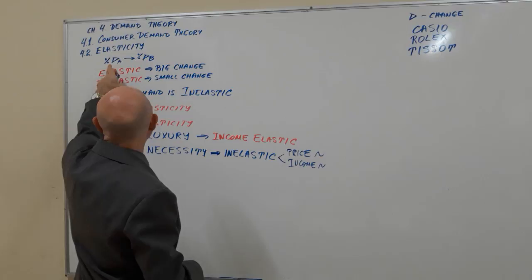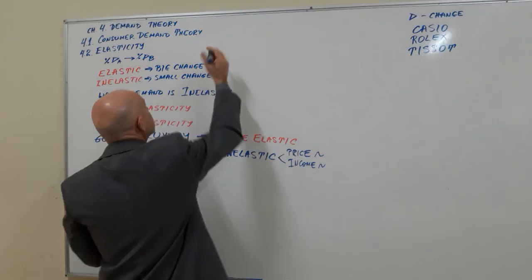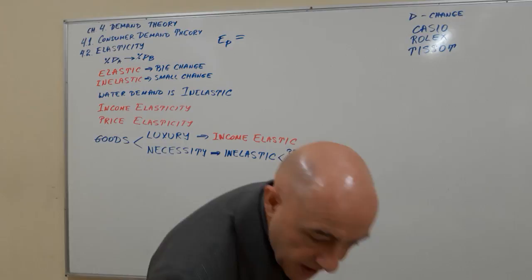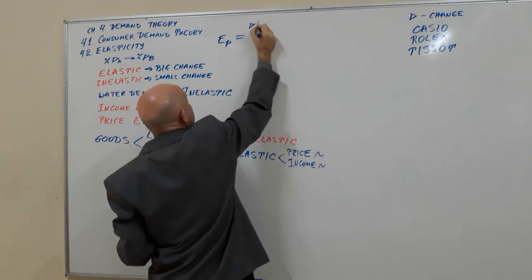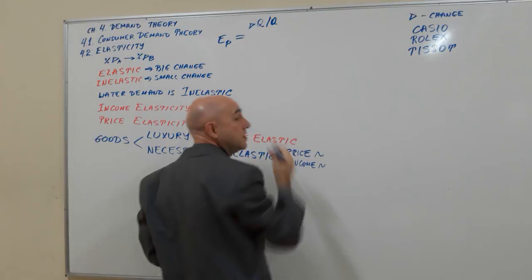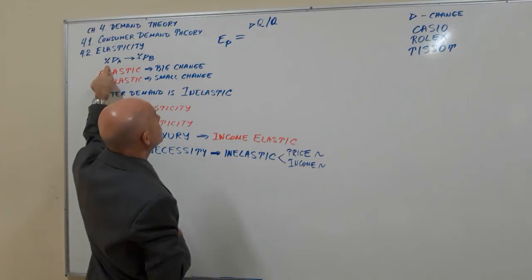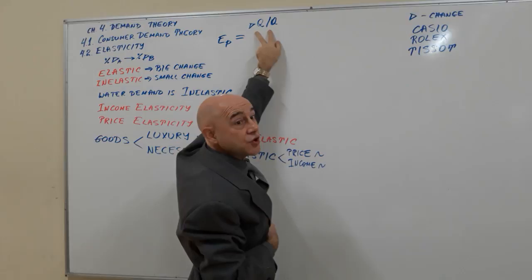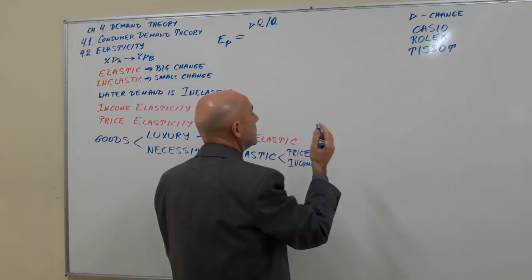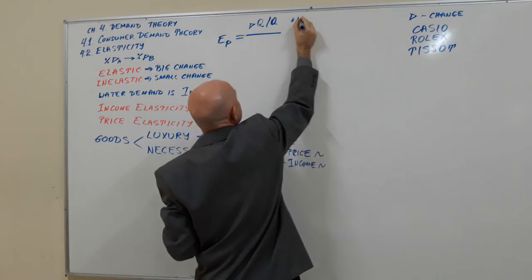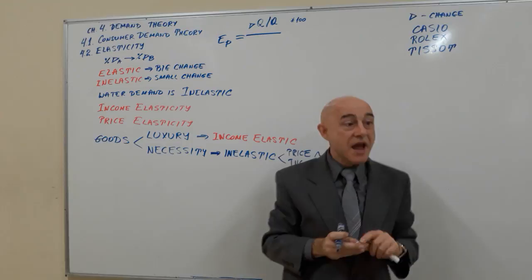So you have the percentage change in one, the percentage change in the other. So they call it elasticity in price. The formula goes like this. It's the change in quantity divided by the quantity, which gives you the percentage change, okay? To make it a percentage, you multiply by 100. Let me multiply it for you, so it can feel a lot more comfortable. And this is the percentage change in quantity for a percentage change in price.